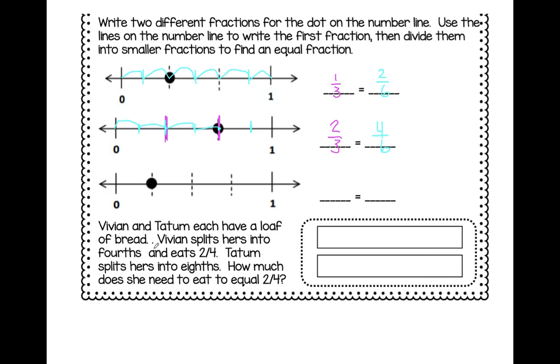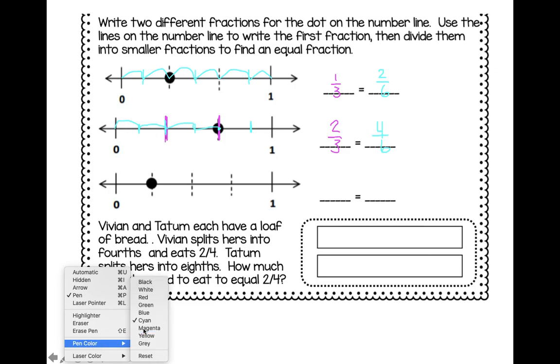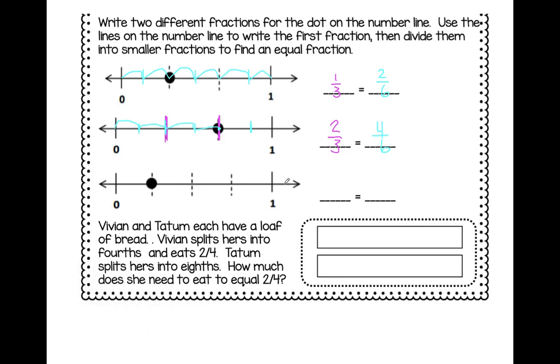Okay, last one. I'm going to use pink as our first fraction. First, we need to figure out what our equal parts are. How many equal parts do I have in this first one? I have 1, 2, 3, 4. So we are talking about fourths. Whereas the dot, it is on 1/4.